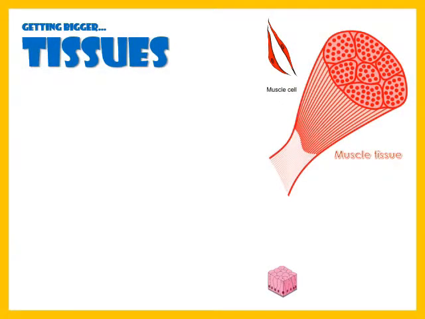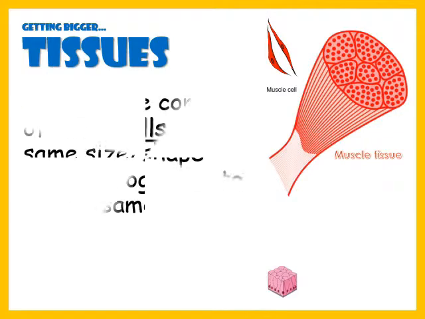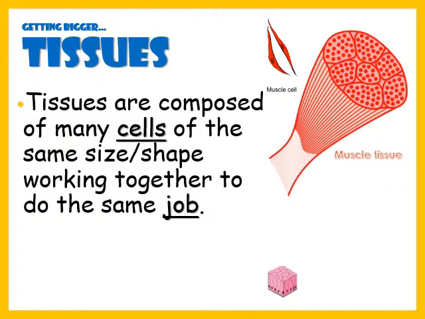So the next level of organization is a tissue. So tissues are just a whole bunch of cells that have the same size and shape that are working together to do the same job. So if we look at the muscle cell tissue here, right, muscle cells are long and skinny, and you have a whole bundle of them here creating a muscle tissue. And muscle tissue is all working for movement.